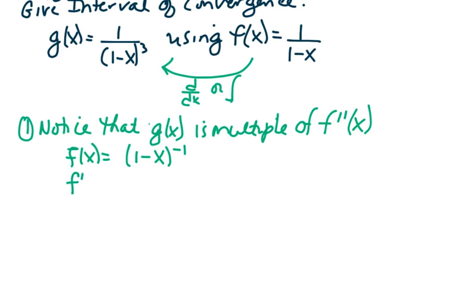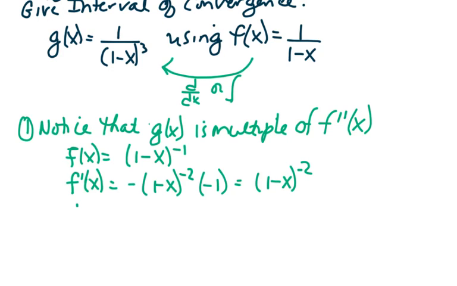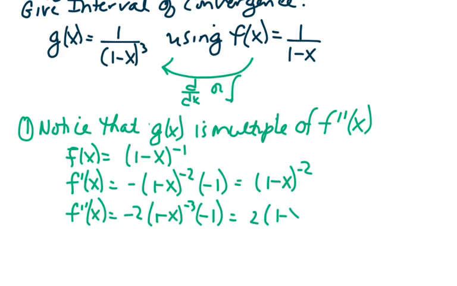So let's take the first derivative of x. And the first derivative is minus 1 minus x to the negative 2 using the chain rule. That's the derivative of the stuff. So this becomes 1 minus x to the negative 2. The second derivative is negative 2, 1 minus x to the negative third power. Again, applying the chain rule, we end up with 2 times 1 minus x to the negative third power, which is simply 2 over 1 minus x cubed.